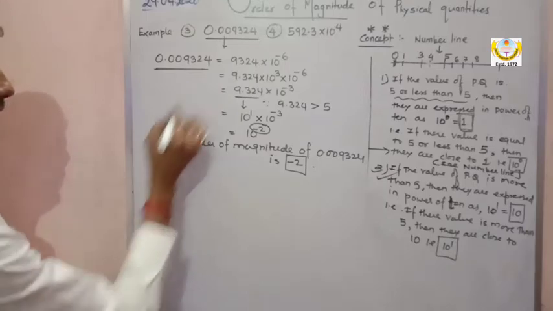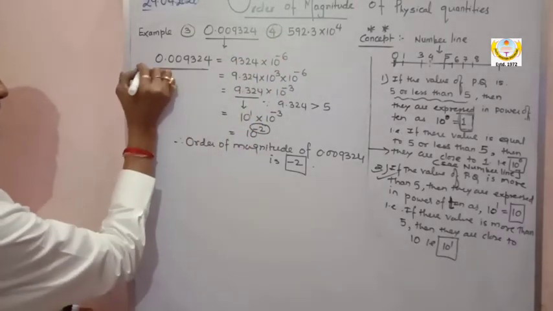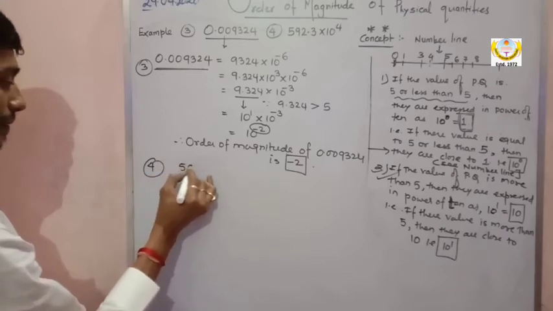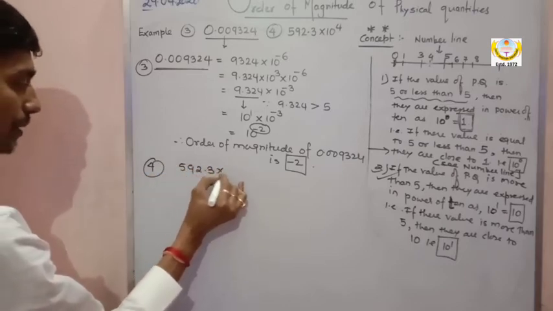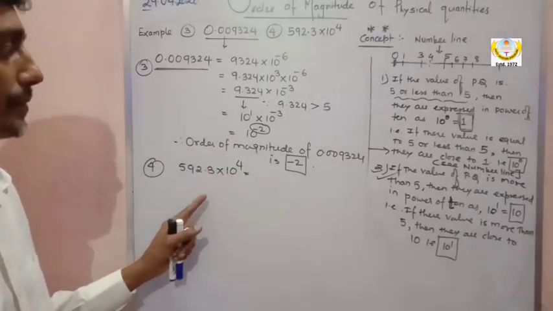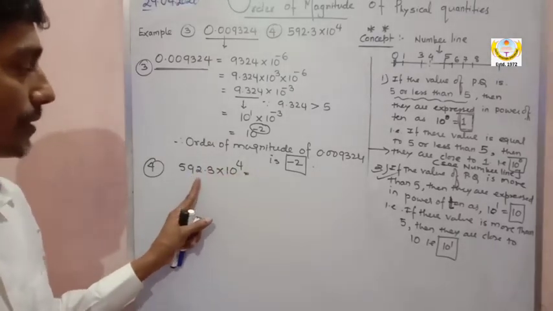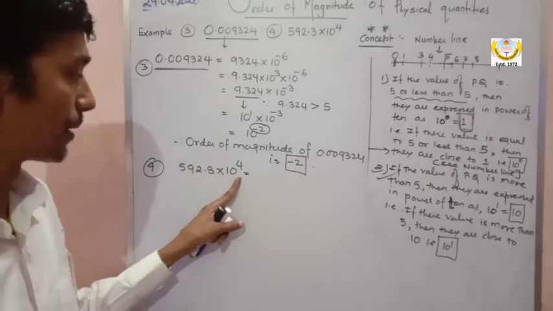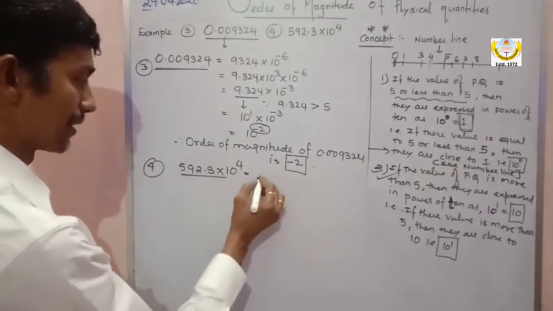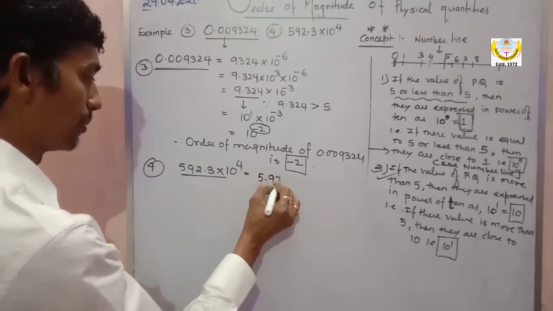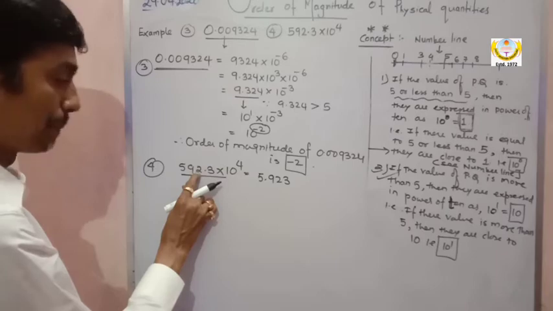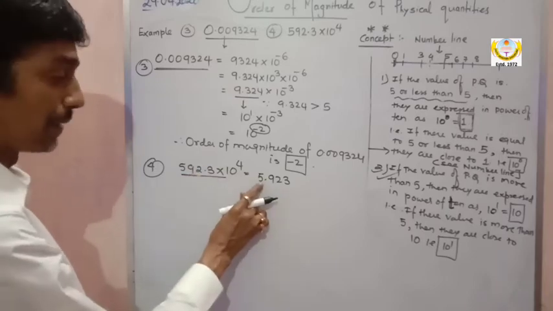Similarly my dear, here is another example, example number 4 you can see. This is 592.3 into 10 power 4. Already given. I hope it is clear. Now here first I will convert it into one digit. This is 5.923. I have shifted 2 digits here, because I told you one digit is required.